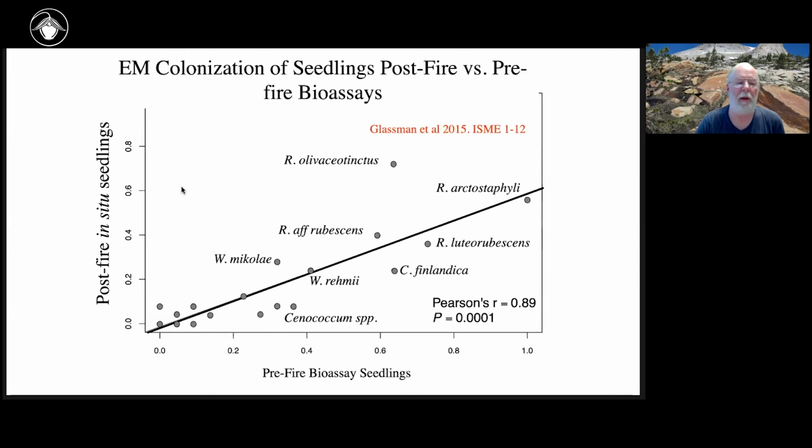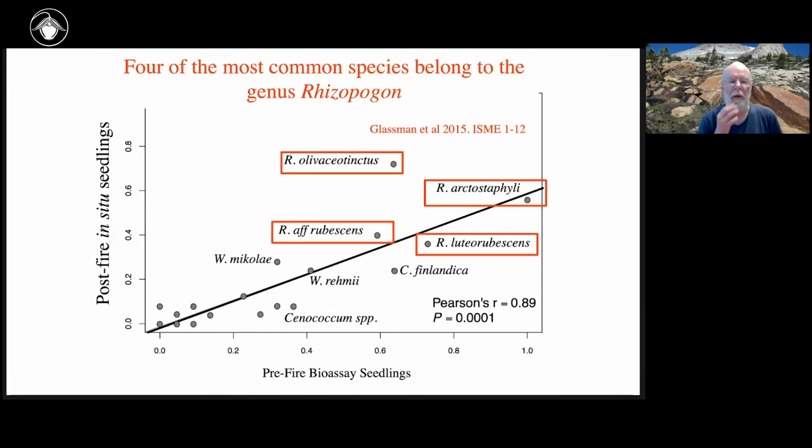If we go and look at seedlings on the ground, as opposed to seedlings in the greenhouse, they too look like the bioassay, with one exception, one that is more common in the forest situation than it was in the greenhouse. And the 4 most common species here are all Rhizopogons. So here we've seen Rhizopogons respond in a pot setting. We've seen them across the continent now, and they're responding to disturbance in the Sierras.